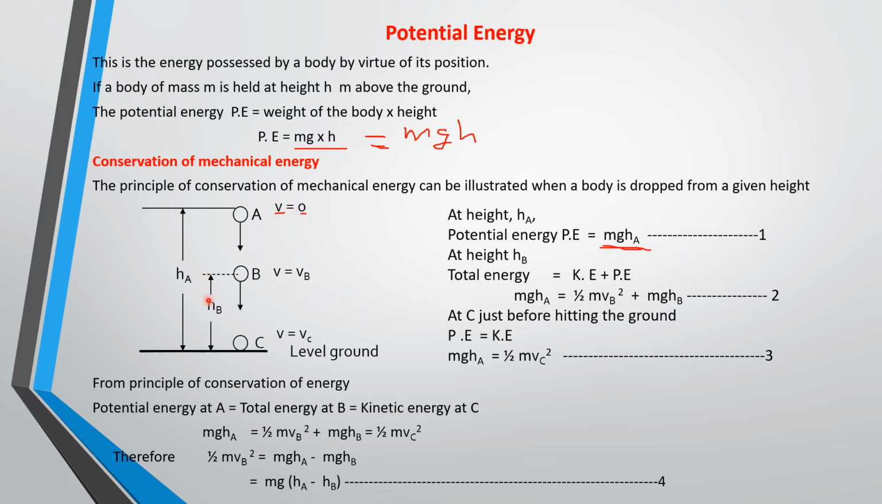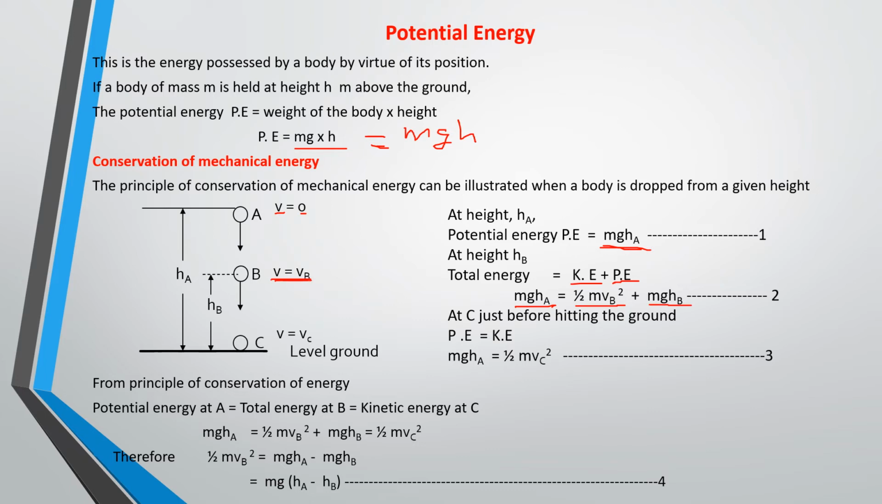Then at height HB, the total energy that the ball possesses will be equal to the kinetic energy plus potential energy, because at this point the ball already has a velocity. So the total energy possessed is equal to kinetic energy plus the potential energy at this particular height.